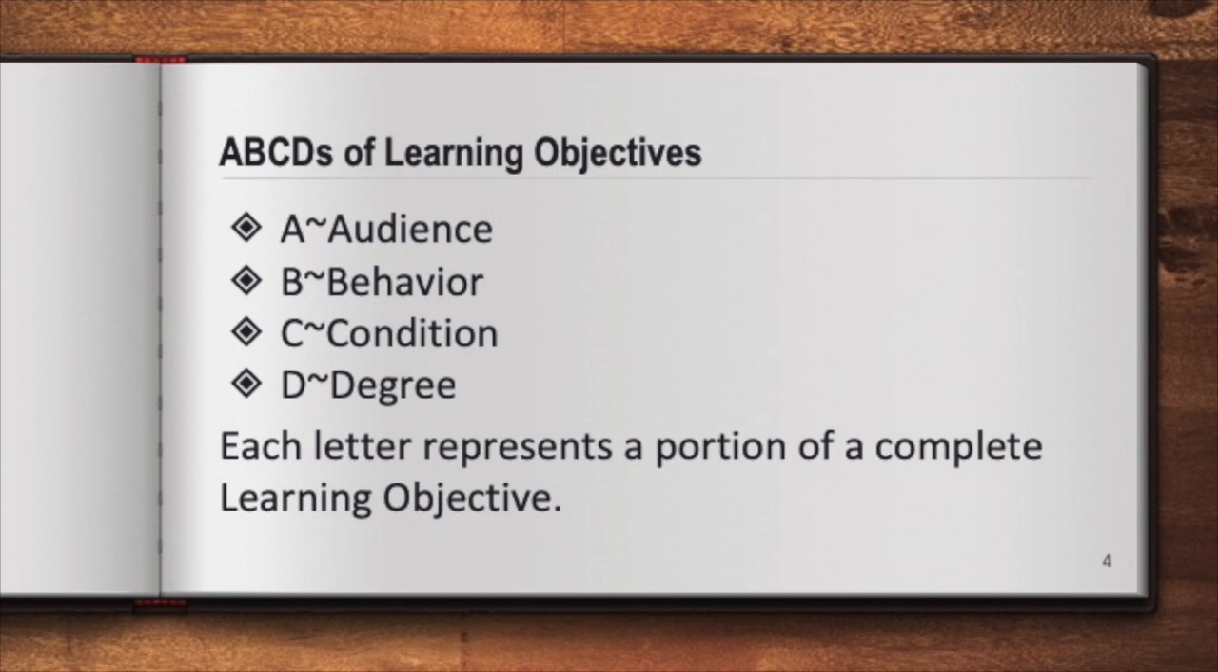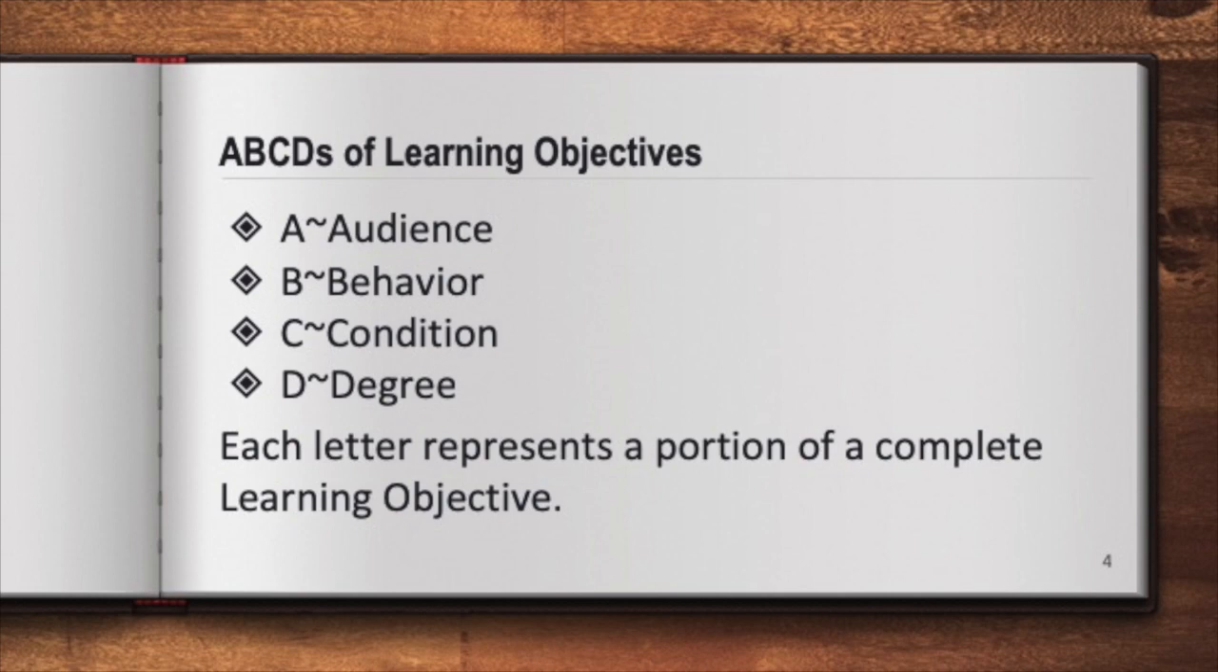I'm going to give you a brief overview of the ABCDs of a learning objective. First of all, you always have to have an audience. Who are you teaching? And you will see that it always will be students will be able to. Next is behavior. It's a verb. What will your students be able to do? And those behaviors are usually taken off either Webb's Depth of Knowledge or Bloom's Taxonomy.